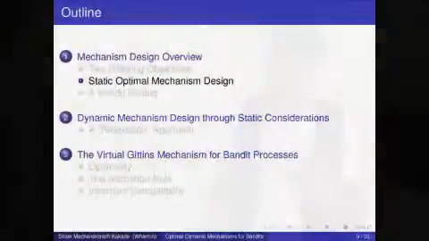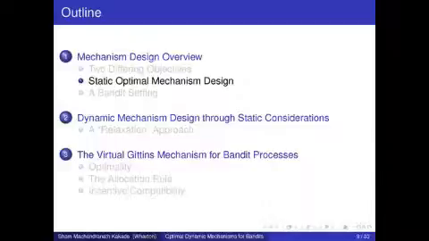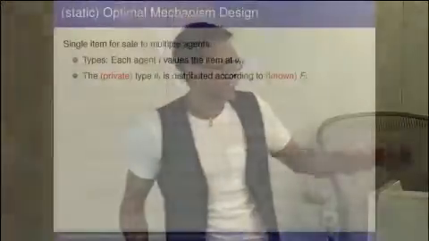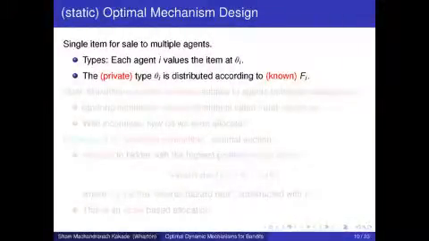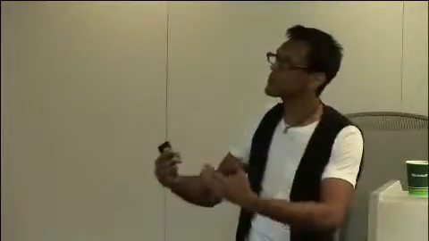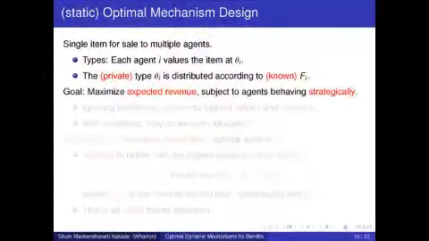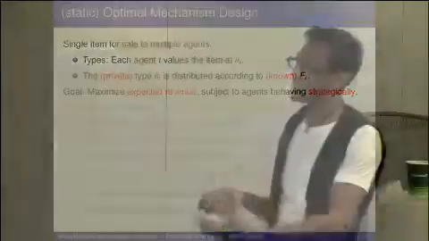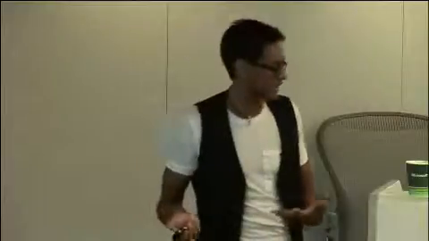Okay, so now let's go back and quickly review Myerson's result, because some of you aren't familiar with it, and it's a really remarkable result. So we're in a static case now. Each agent i values the item at some real number theta i. We call this the type. So there's no dynamics here. And we're assuming that the types are private information to the agent, but they're generated from some known distribution f_i. So what happens is, when we start the system, everyone gets a sample of their type, and what the mechanism knows is the distribution, but not their particular type. And the goal here is to maximize the expected revenue subject to the agents behaving strategically.